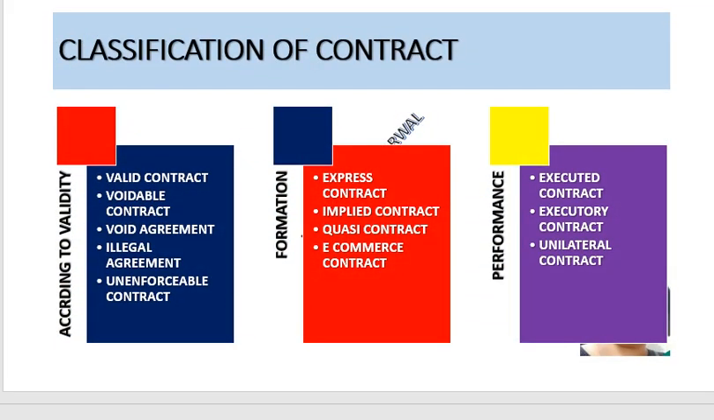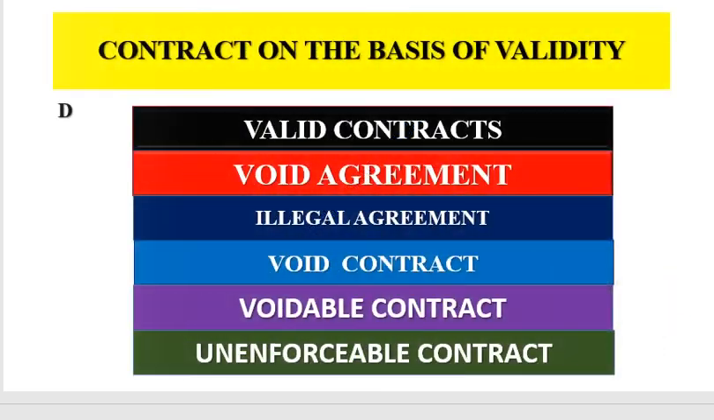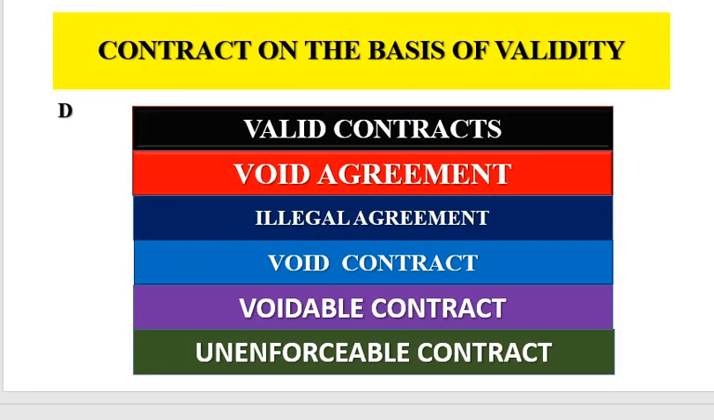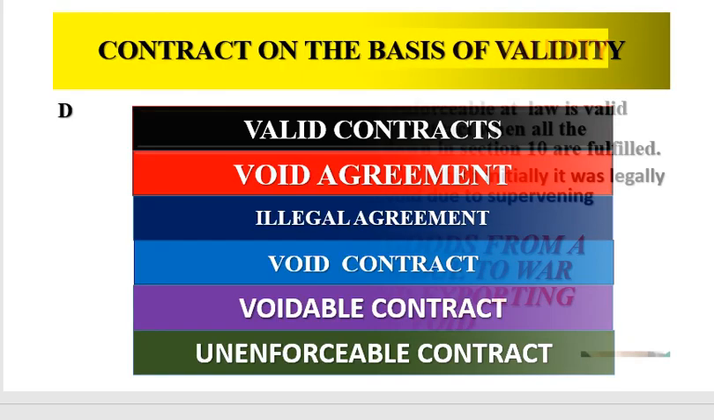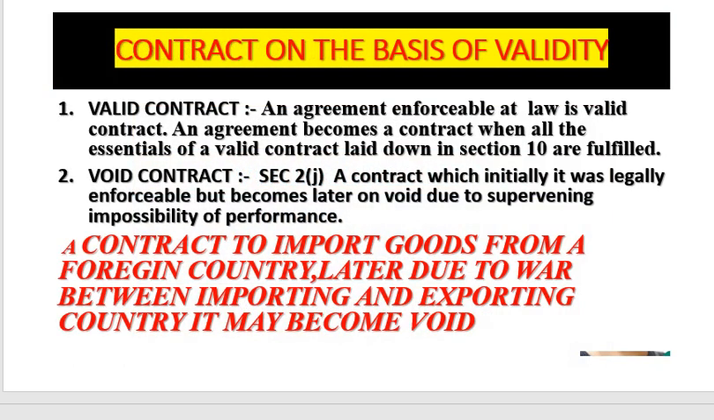So here we could classify the contract on the basis of validity, on the basis of formation, and on the basis of performance. First of all, we will understand the contract classified on the basis of validity. Here we are going to understand the valid contract, void contract, illegal agreement, voidable contract, and unenforceable contract. So first is the valid contract.